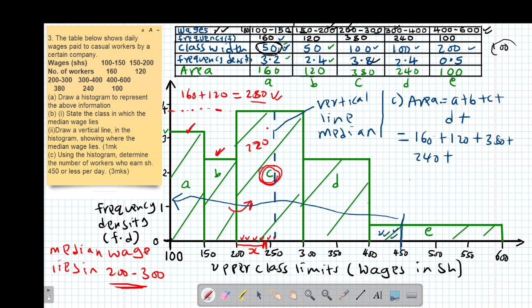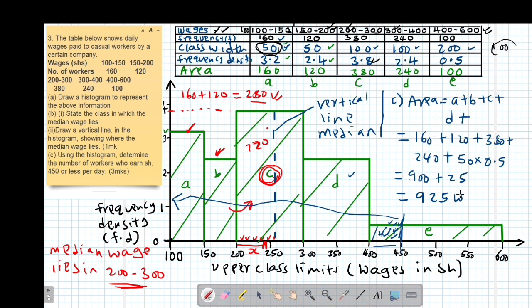Remember we have added up to the area of D, so we need the area of this part here. Of course, area is length times width, so the width is 450 minus 400, which is 50, multiplied by the length. The length is the frequency density of this particular bar, which was 0.5. So 160 plus 120 plus 380 plus 240 gives 900, plus 50 times 0.5, which is 25. Therefore, this will give us 925.